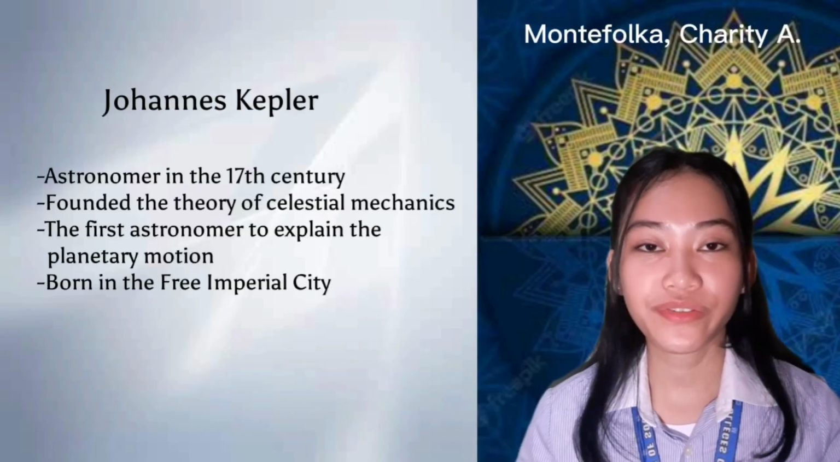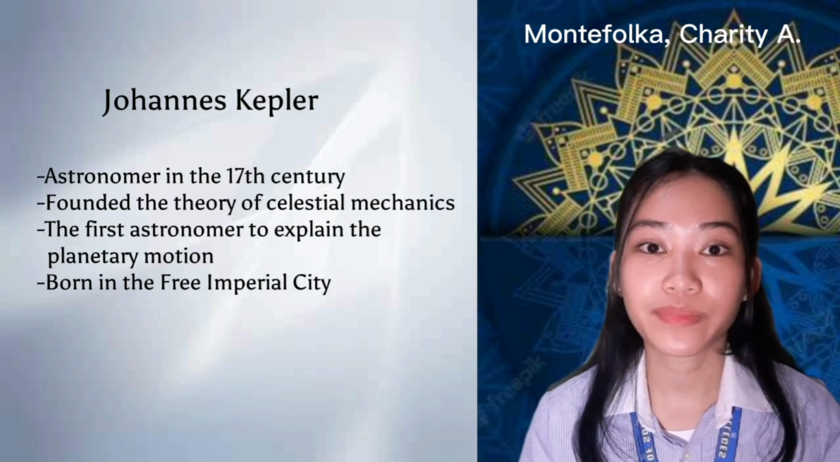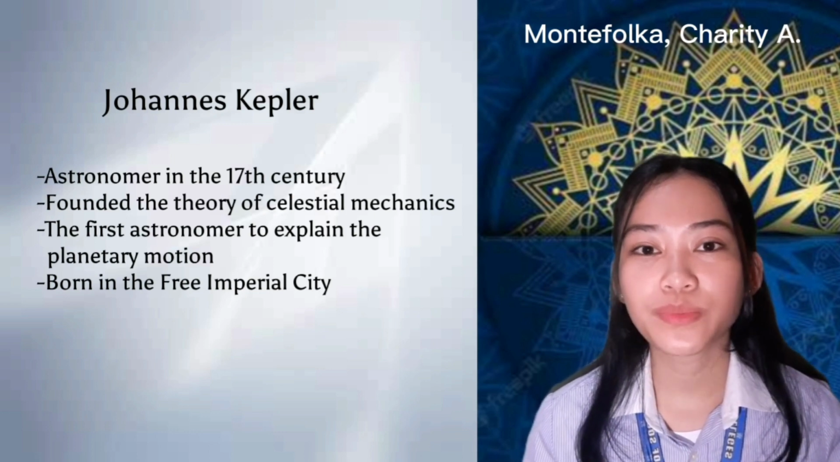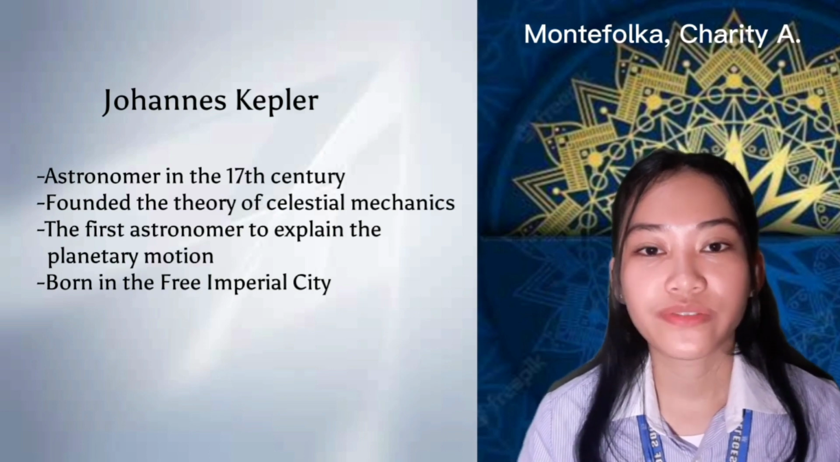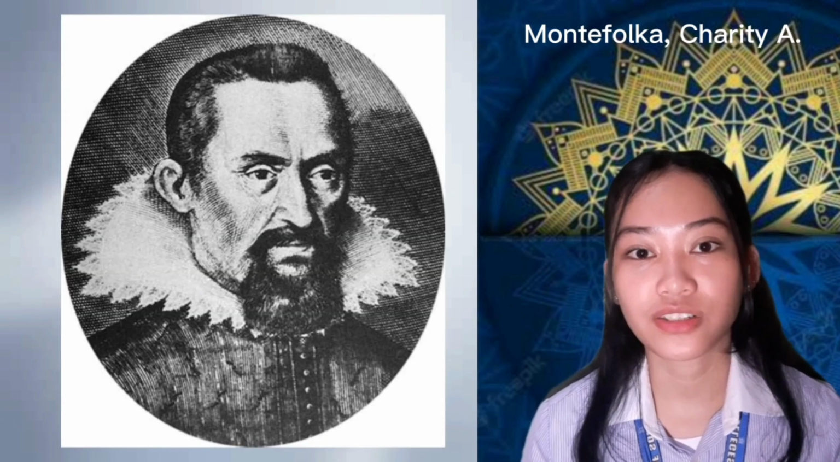Johannes Kepler was one of the great astronomers in the 17th century. He founded the theory of celestial mechanics and was the first astronomer to explain planetary motion. Kepler was born in the Free Imperial City, located near modern-day Stuttgart. He was a very talented child, and his talents led him to becoming a teacher of mathematics in Austria.